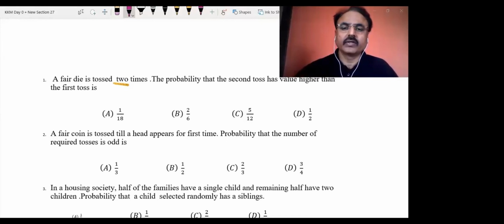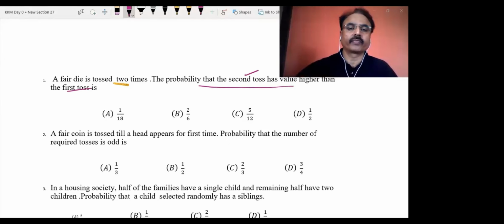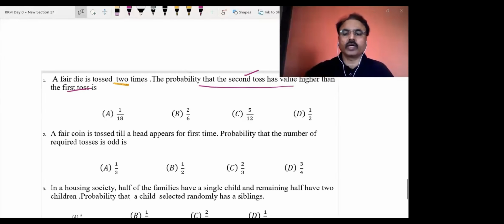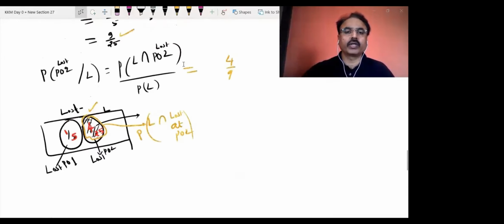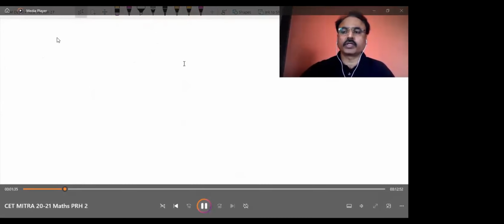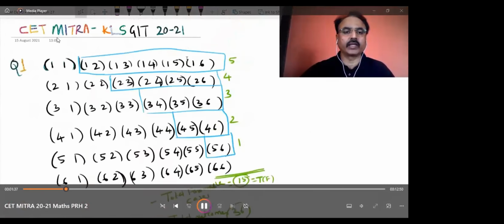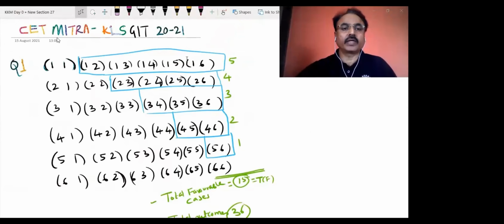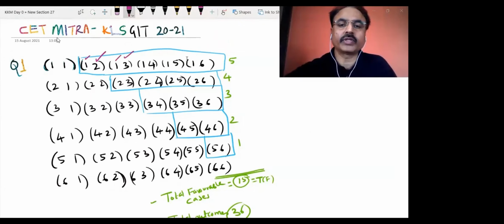Out of 36, how many are favorable to this event? What is the event now? Second toss has value higher than first toss. Let us see, out of 36, how many have this. So here we see the solution part. When you toss, there are 36 possibilities, and we list them here like this. Out of these 36 possibilities, the second value should be more than the first value.